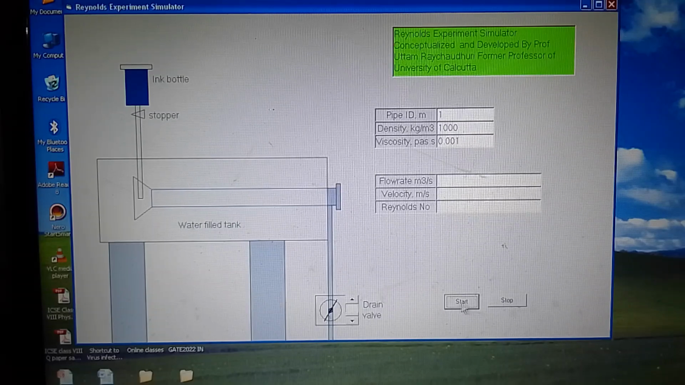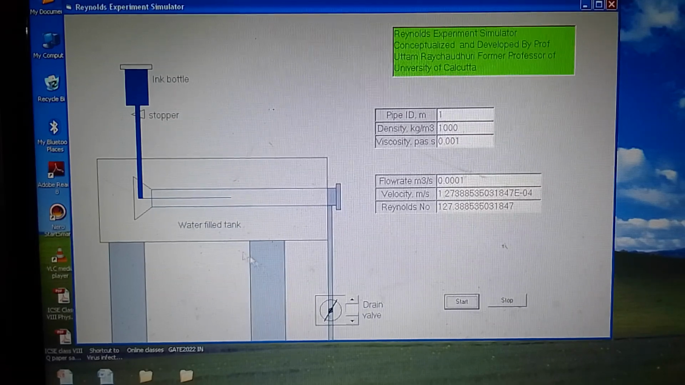As soon as it is started, you can increase or decrease the flow rate and see how the flow behaves. The value of the flow rate is measured, the velocity you have to determine from the flow rate and the cross-sectional area based on the diameter of the pipe, and the Reynolds number is also determined from the density, viscosity, and the pipe diameter. We'll see how this Reynolds number changes the pattern of flow. Let us start. It's the starting point where the drain valve is cracked open.